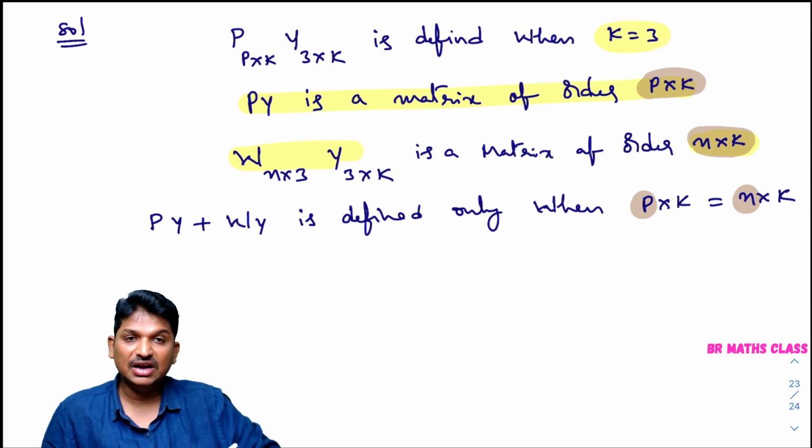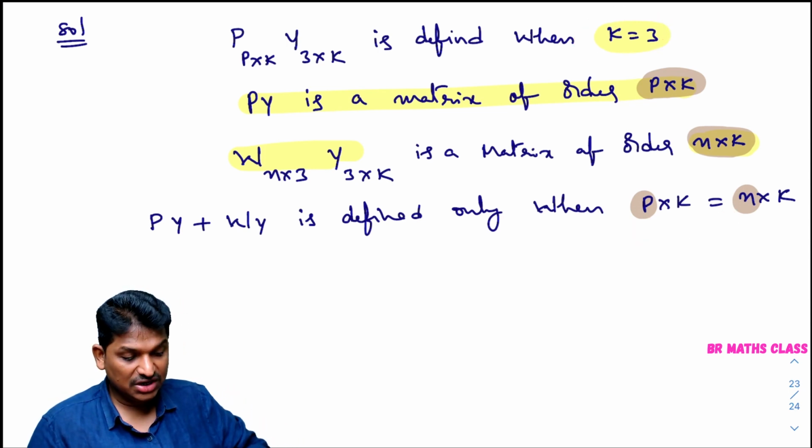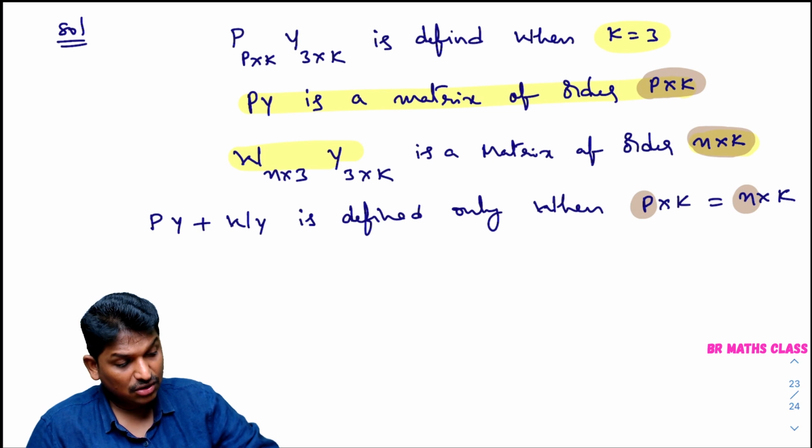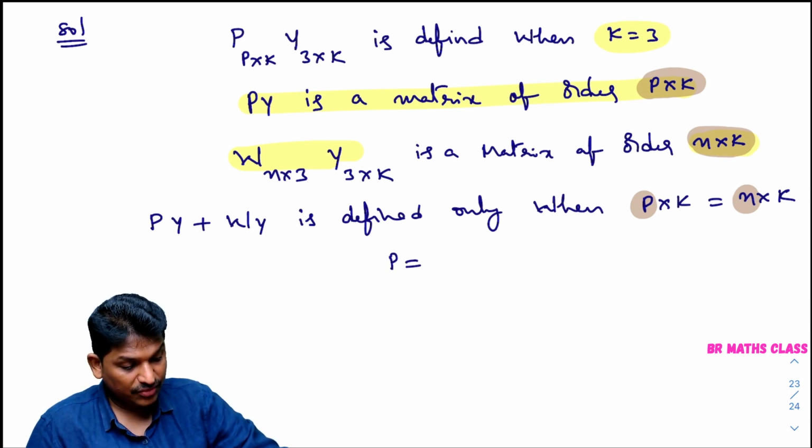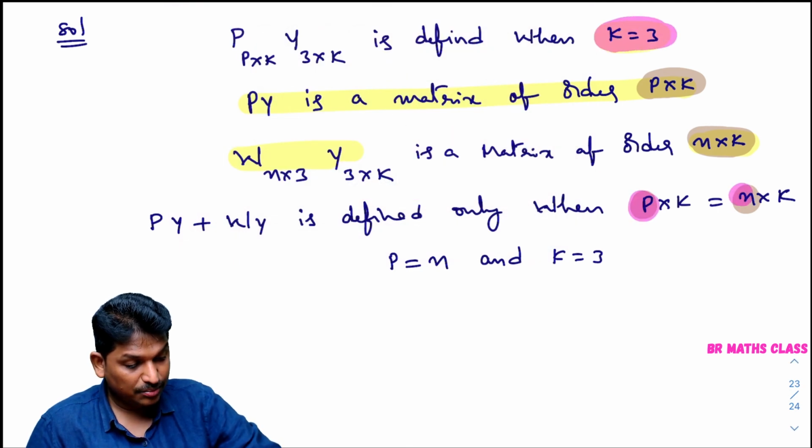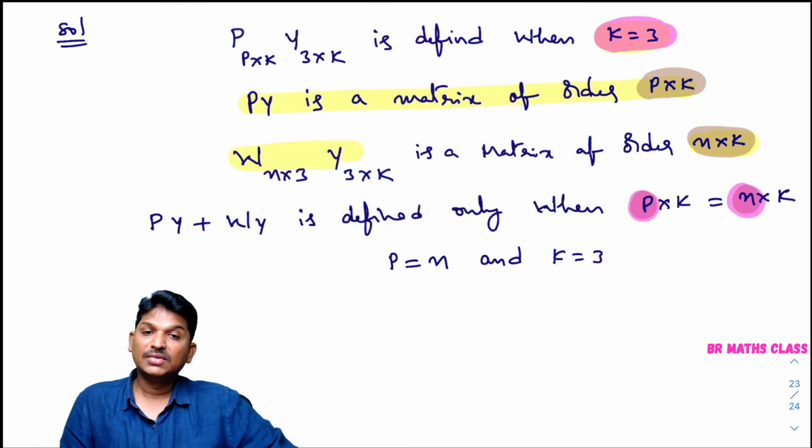I hope you are understanding. So what is the conclusion I got here? The conclusion I got is p equal to n and k equal to 3. Please try to understand. See here, k equal to 3 and p equal to n.